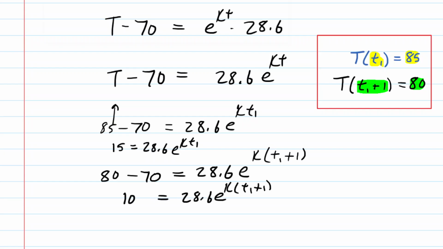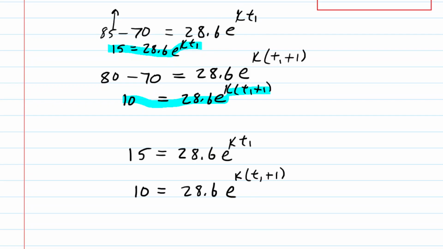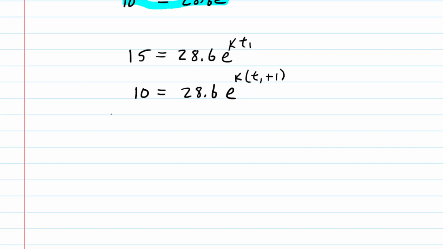Now it turns out that it's going to be strategic for us to write these two equations stacked on top of one another. So we're going to take this equation and stack it on top of this equation right here. There we go. The reason we stack these equations is because it allows us to divide them. So if we divide 15 by 10, then of course we'll get 1.5. When we divide the right-hand sides, 28.6 divided by itself is going to be 1.